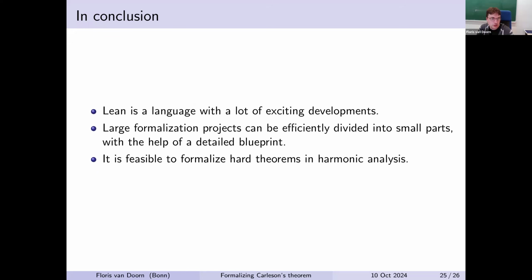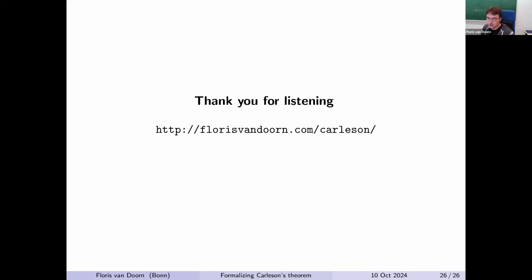Yeah, so let me conclude. There's a lot of exciting developments happening with Lean. There's a lot of projects. Of course, my talk is very Lean focused. I'm sure there's also a lot of exciting things in other proof assistants. And yeah, large formalization projects can very efficiently be divided into small parts, and then many people can help and join. And I'm hoping to show once this project is finished that it's feasible to formalize hard research problems in harmonic analysis. Thanks for your attention.